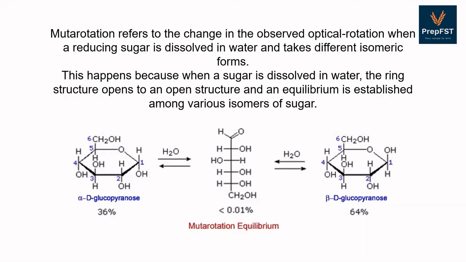So basically at equilibrium, the mixture consists of about 36% alpha D glucose, 64% beta D glucose, and less than 0.01% of open chain aldehyde form. Hence, the observed rotation of this solution containing all the anomers is plus 52.7 degrees.